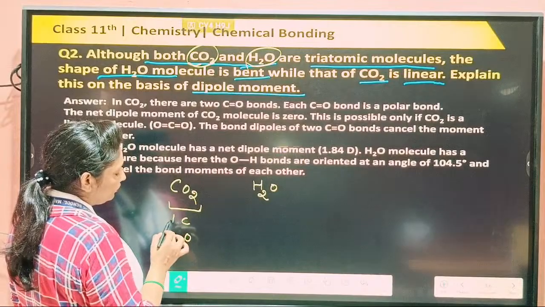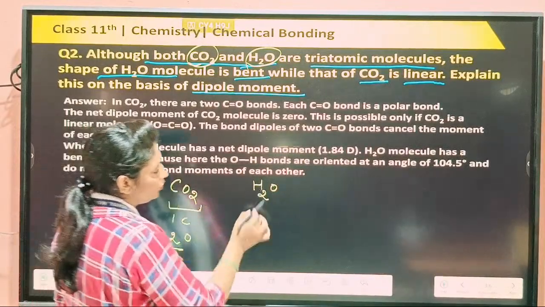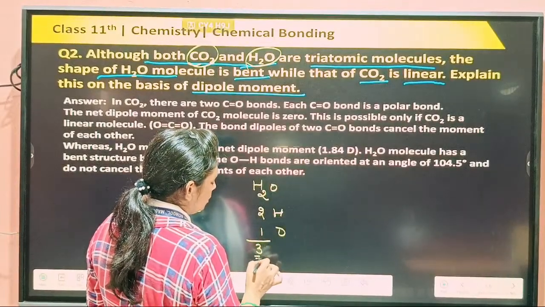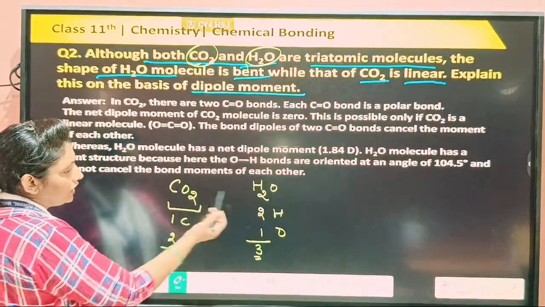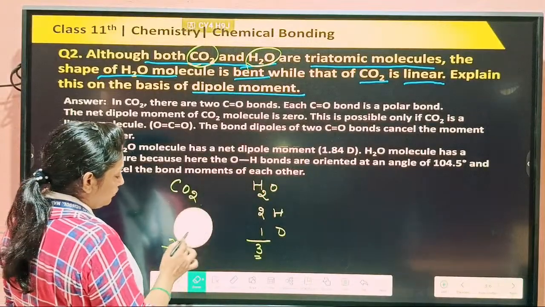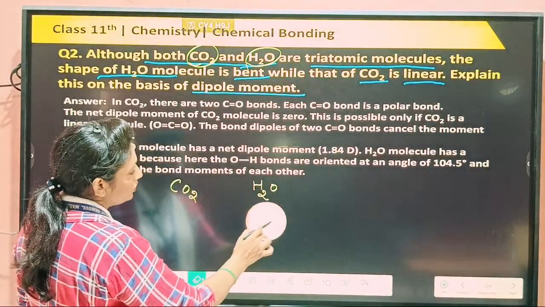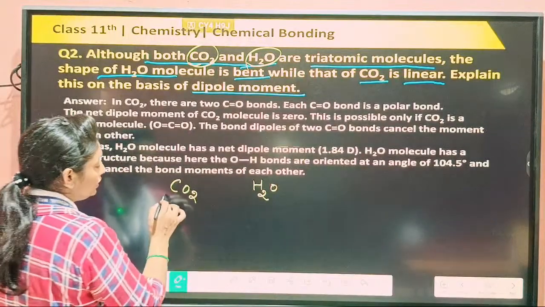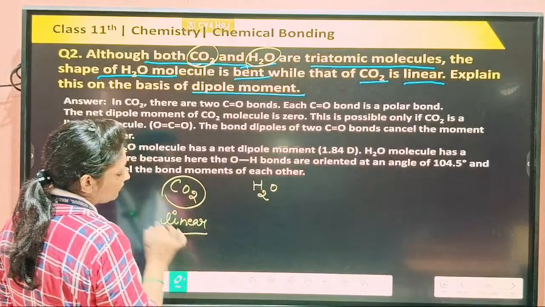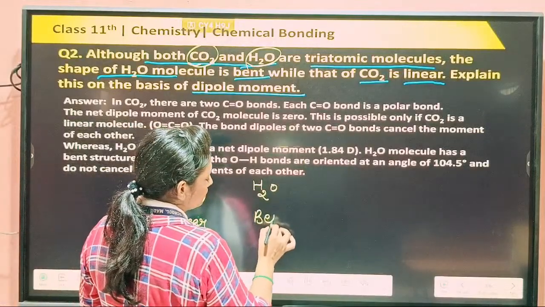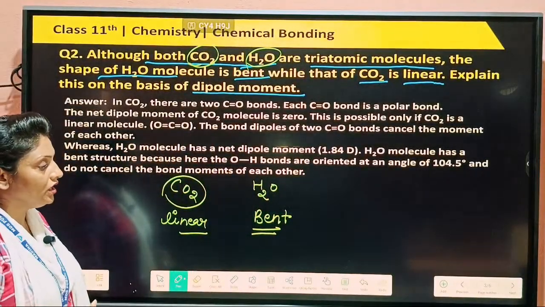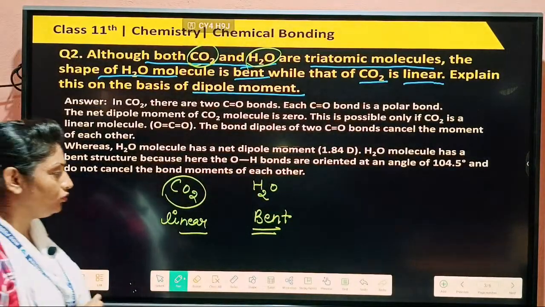So total atoms are 1 plus 2, 3, and here also 2 hydrogen and 1 oxygen, so 2 plus 1, 3 atoms. So both have 3 atoms, so they are known as triatomic. But students, what will happen here? This CO2 is linear, but water has a bent structure. In the previous question we have already discussed. Why is it so? Explain it on the basis of dipole moment.